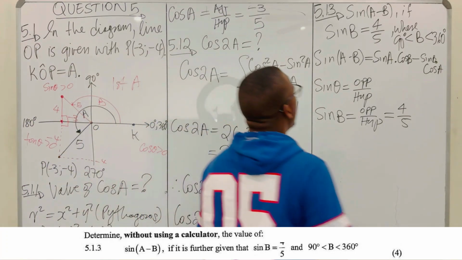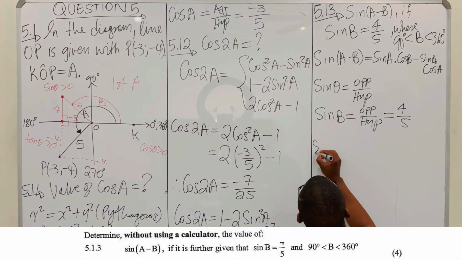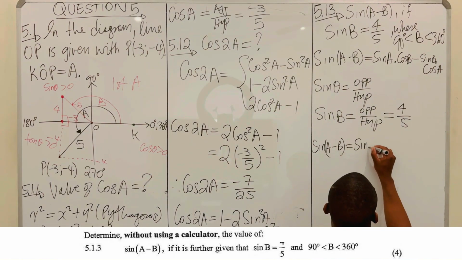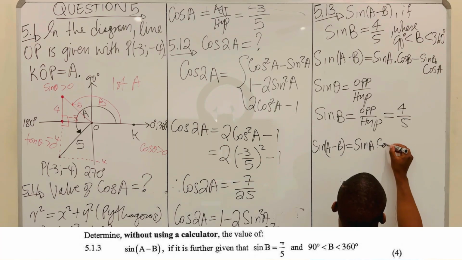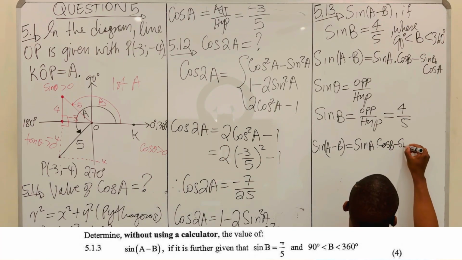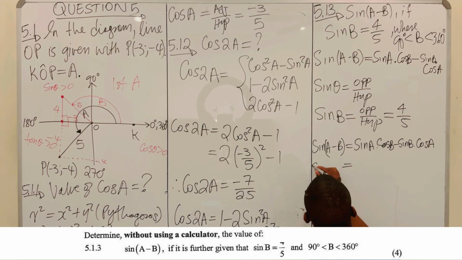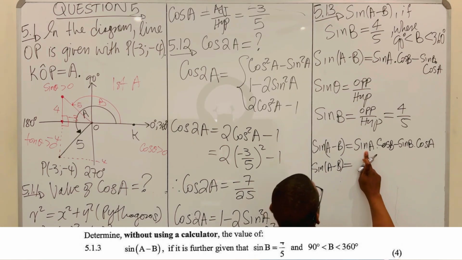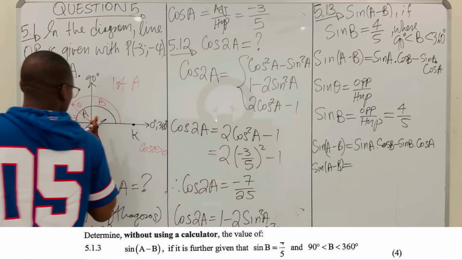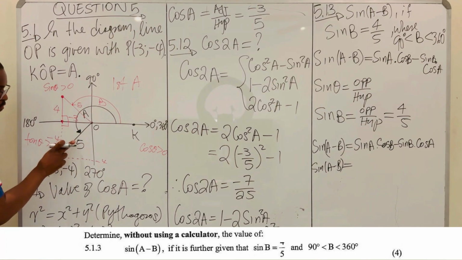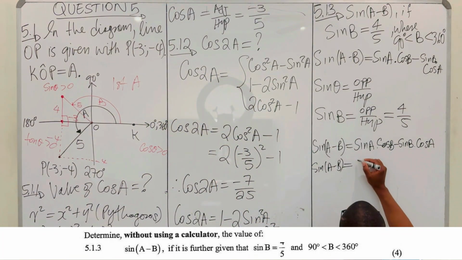So if now I'm asked to find sine A minus B, this is equal to sine A times cos B minus sine B times cos A. So in that case, what do you have? Sine A minus B is equal to sine A. What is your sine A? Go to triangle A. Here's angle A. Sine A is opposite over hypotenuse, so it's minus 4 over 5. So what you have here is minus 4 over 5.